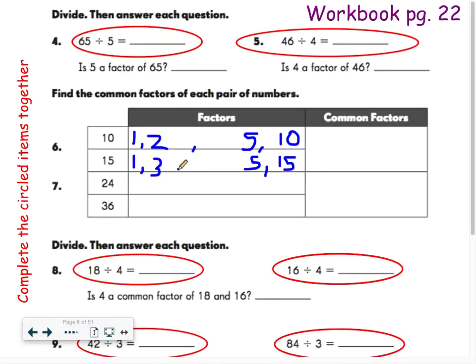4 is not, 5 is, but we already wrote it. 6 is not, 7 is not, and you can go on and on. These are the final factors for these numbers.